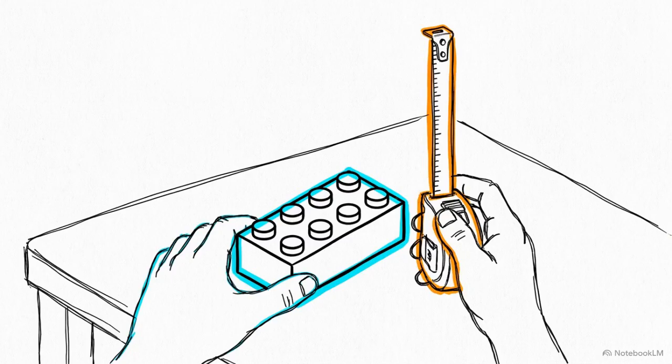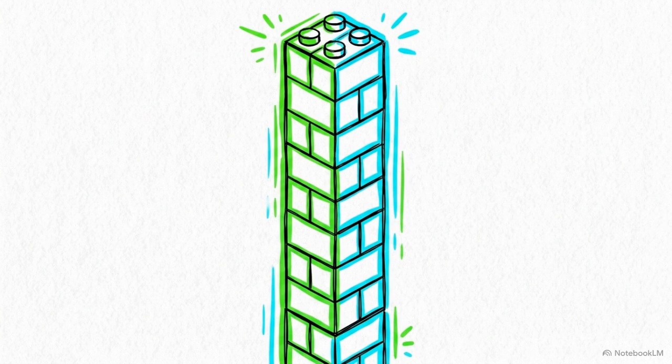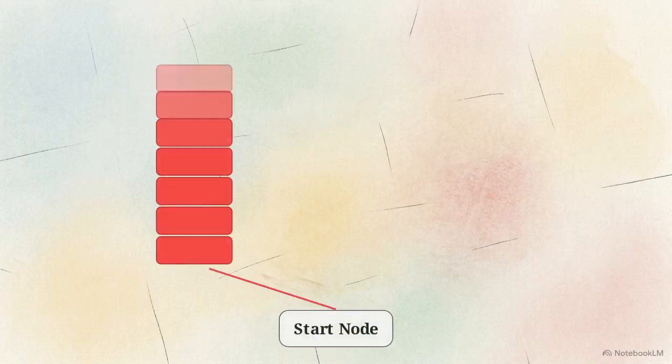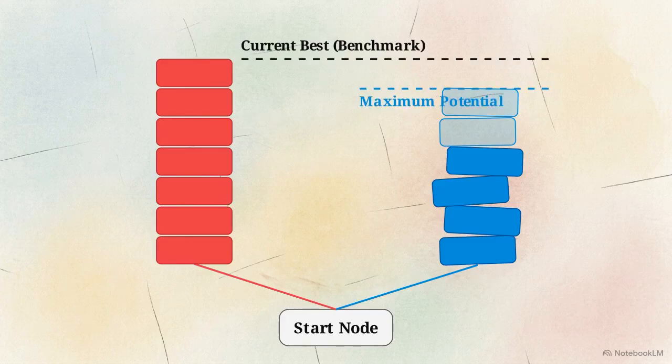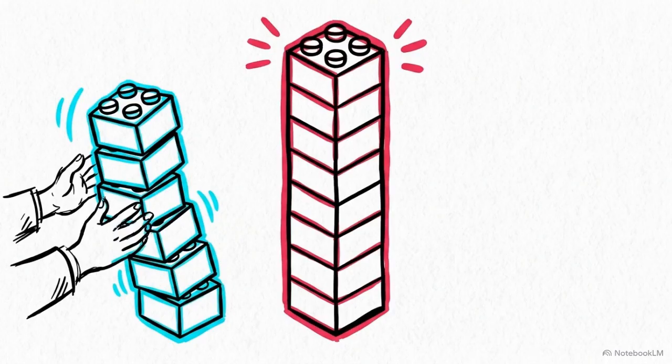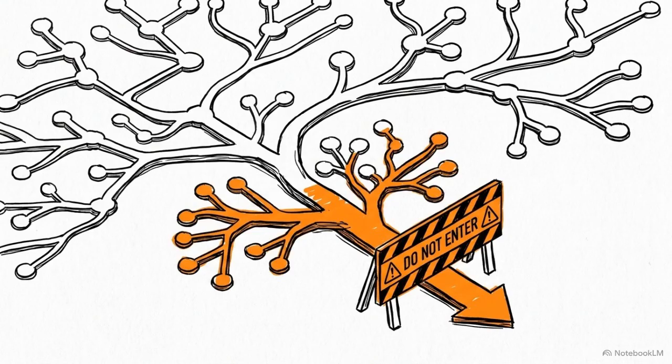To bound is to look at one of those choices and calculate the absolute best outcome it could possibly deliver, assuming every following step went perfectly. If the best-case scenario for a specific branch is still wobbly and weak compared to a tower you've already built, you stop building that branch. Because you've proven that the branch can't produce a winner, you can step away from it without ever having to explore the thousands of smaller dead ends hidden further down that path.